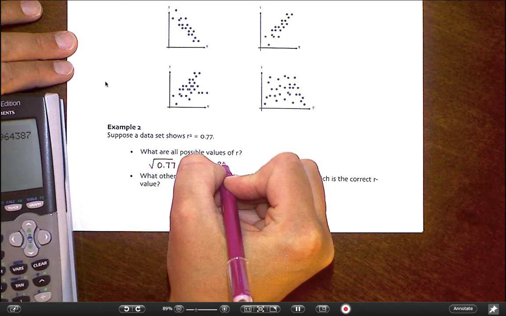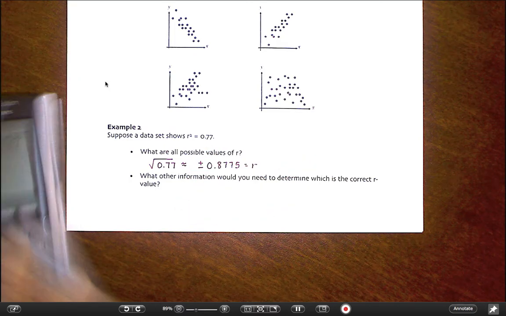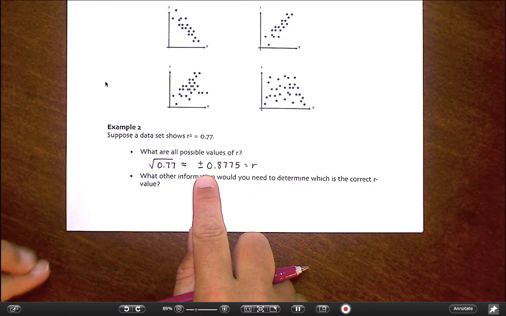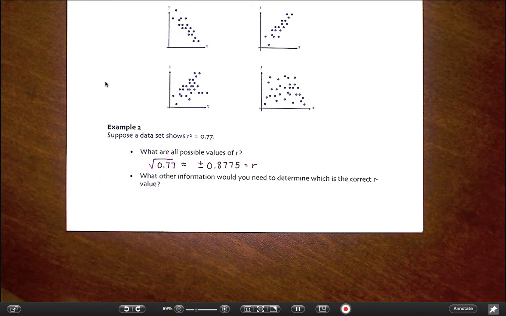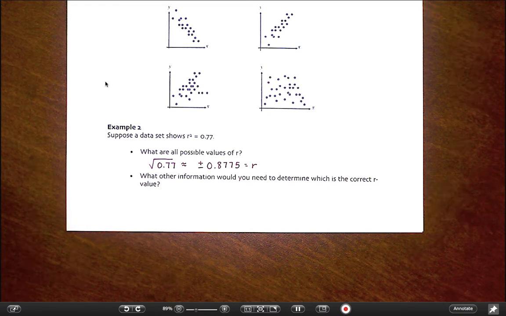0.8775, and that would be my R value. So I can tell you this is a fairly strong correlation. I just don't know from this information by itself whether it's positive or negative. Okay? So that brings us to this next question. What other information would I need to determine which one it is? Is it supposed to be positive or negative?